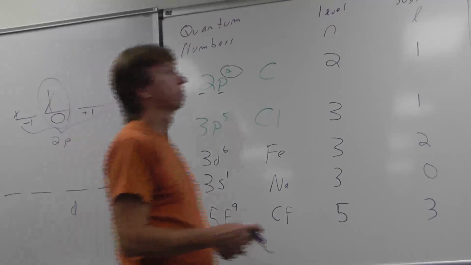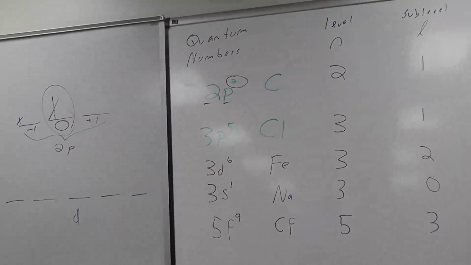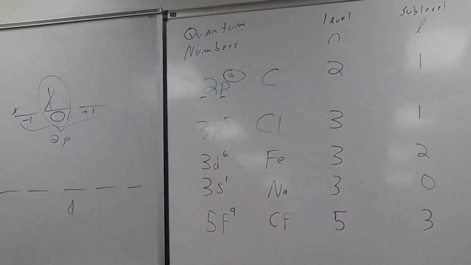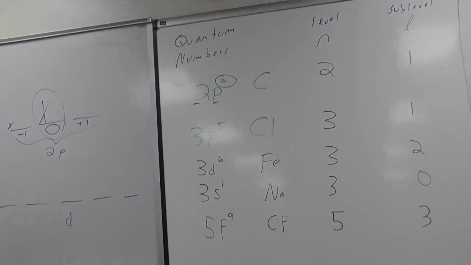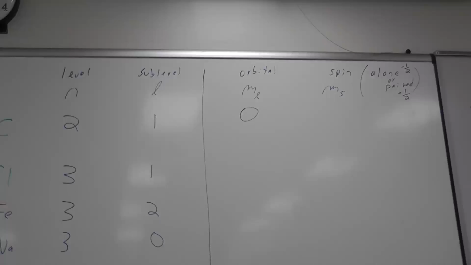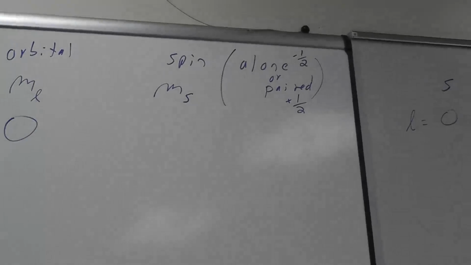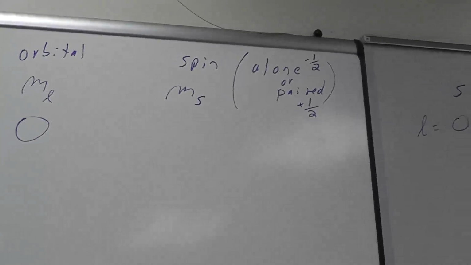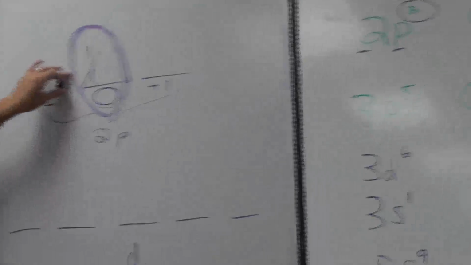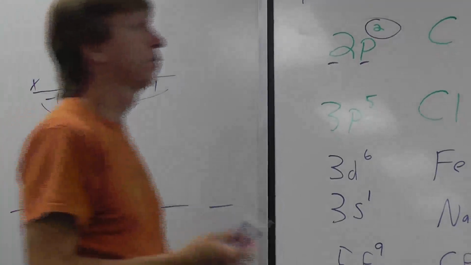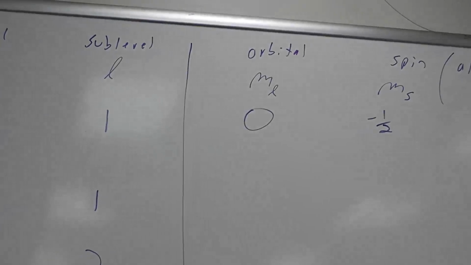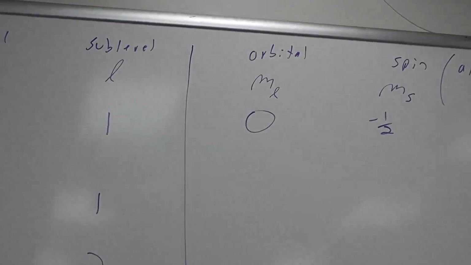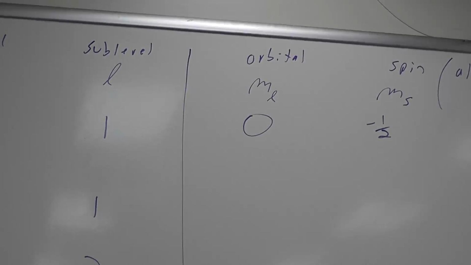Now the spin number, if that last electron is alone in its orbital, you give it negative 1/2 value. If it is paired in the orbital, you give it positive 1/2 value. And so here's our last electron in its orbital. It's by itself, correct? Therefore, negative 1/2 spin. Okay? That one's kind of arbitrary based on whether it's alone or paired up. This one is alone, therefore negative 1/2.